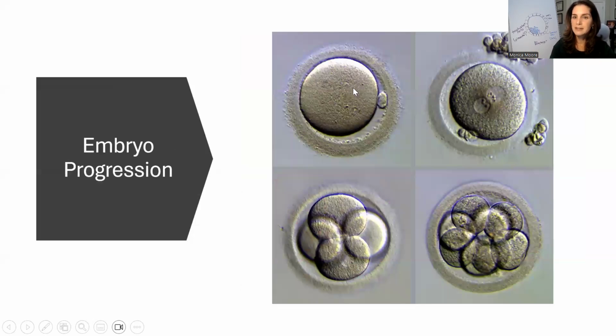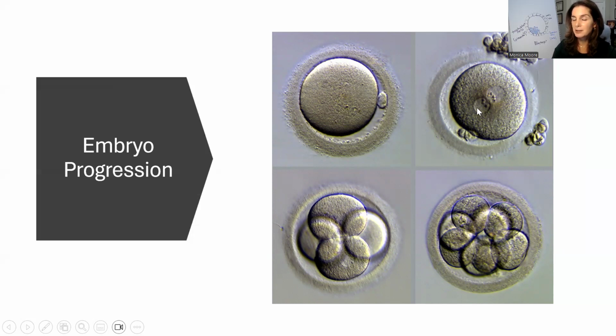So this is a picture of a mature egg. We know that, and this is what the embryologist sees. You have to see it under the microscope because we have an oocyte here, and we have what's called a polar body. So the presence of this polar body tells us this is a mature egg.